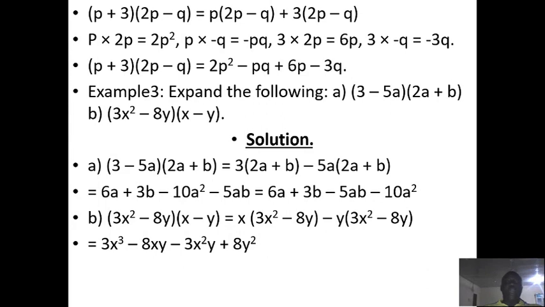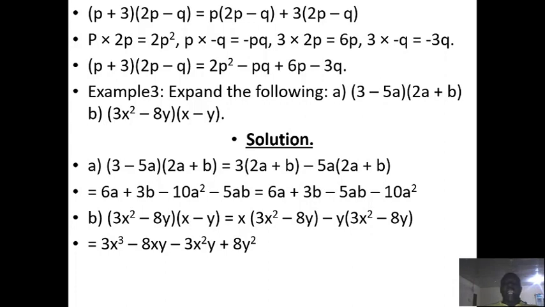So now let's look at this. We have p(2p - q) + 3(2p - q). If you look at 2p - q, it appears twice where p + 3 is split. So when you have something like this, I am bringing it back to our previous example that we've done before. So we use p to multiply 2p, we have 2p squared, and use p to multiply minus q, we have minus pq.